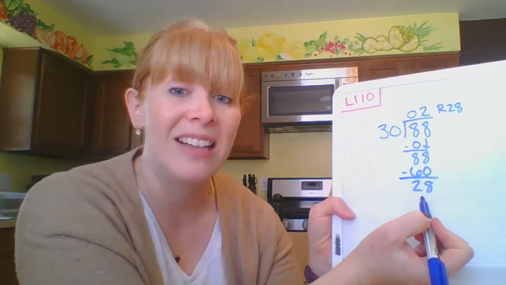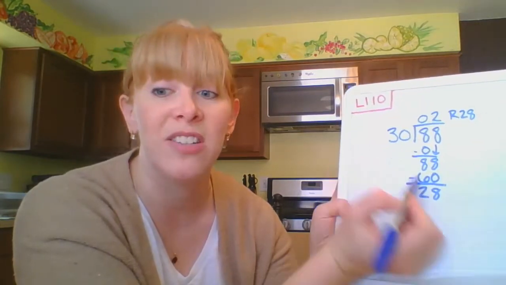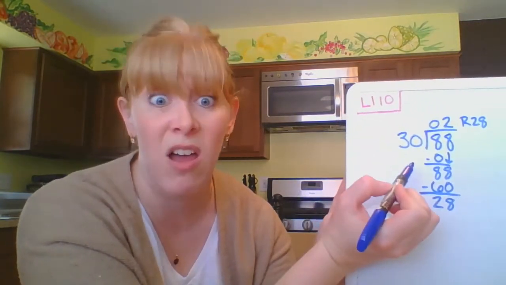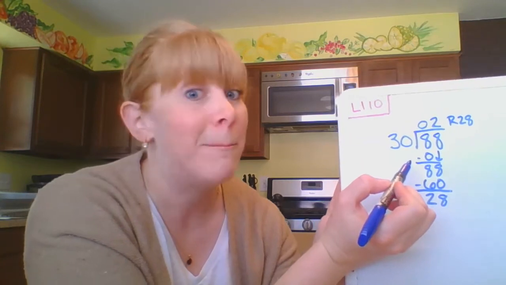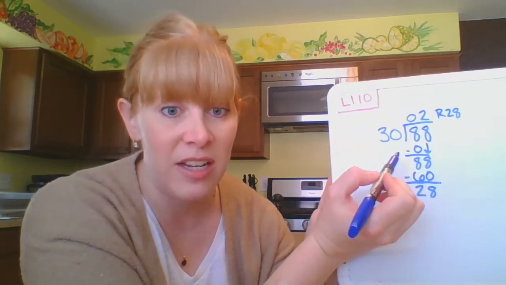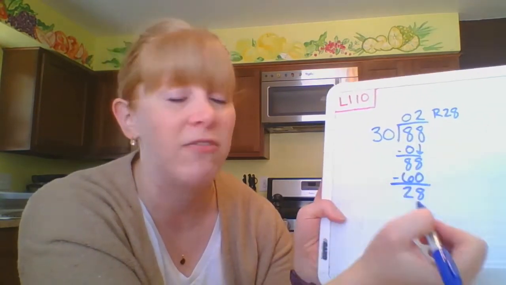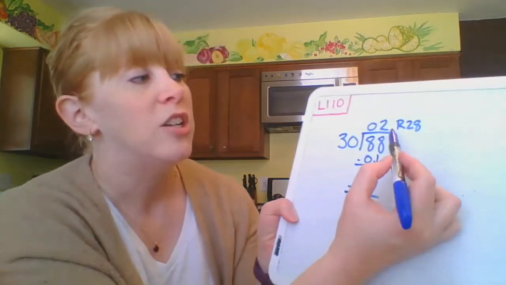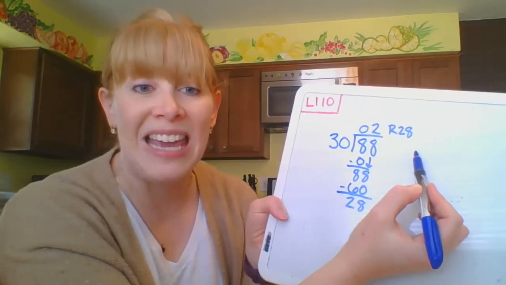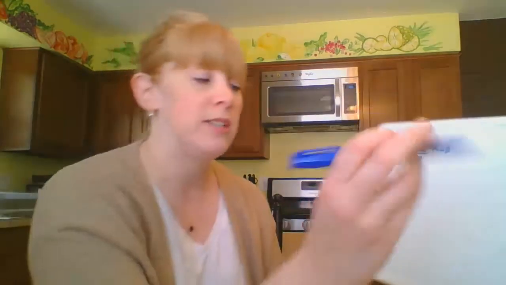Your remainder has to be smaller than your divisor, and 28 is really close to 30, but it's not larger than 30. It's smaller, so it's my remainder because I can't fit 30 into 28. So 2 remainder 28 is my quotient.